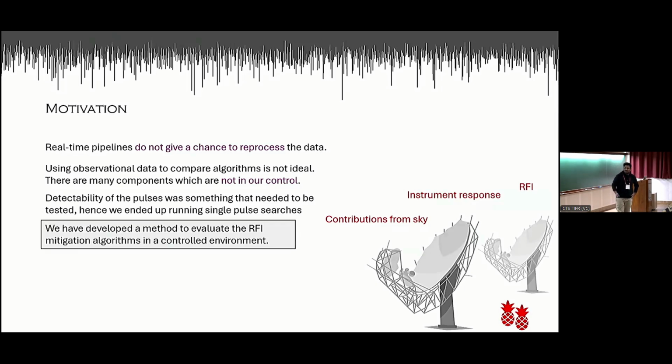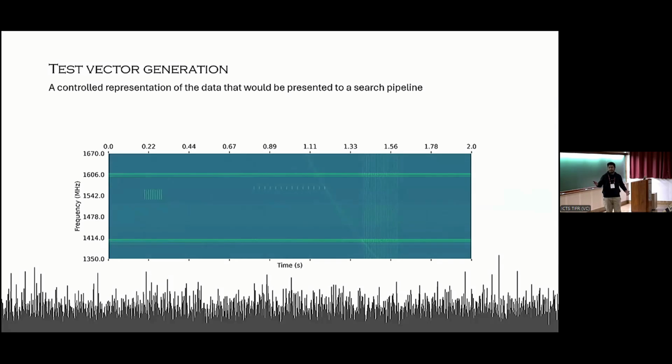So we have developed a method to evaluate how good any RFI algorithm is, at least for our use cases, and in a controlled environment. We do this using something called test vectors. How do we generate test vectors? Test vectors are nothing but filter bank files. They look something like this.